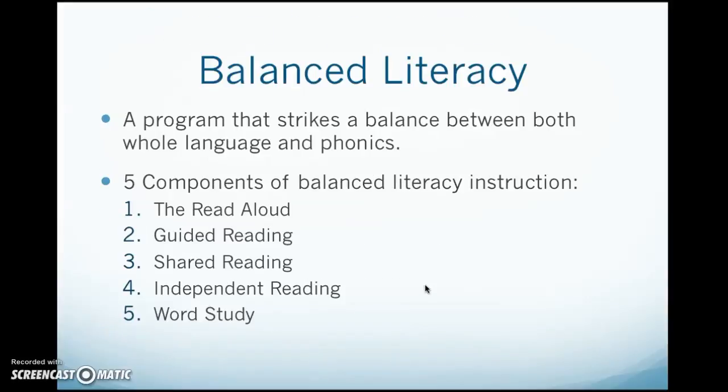Balanced literacy is a program that strikes a balance between both whole language and phonics. The five components of balanced literacy instruction are the read aloud; guided reading, where the teacher is guiding the students through the reading material; shared reading, where the students are reading to each other; independent reading, where you take that high-interest classroom library and encourage the students to read on their own; and word study, which would be studying words, the vocabulary that's in the text you're reading.